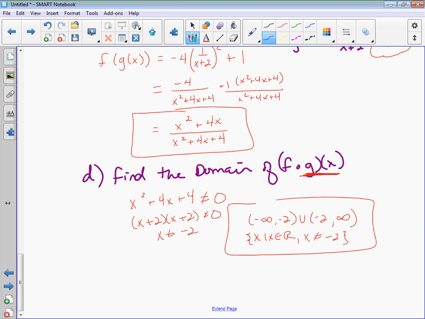Probably here. Domain, remember, there's just like the two issues. You just look for, is there a fraction, is there an even root? And then go from there.